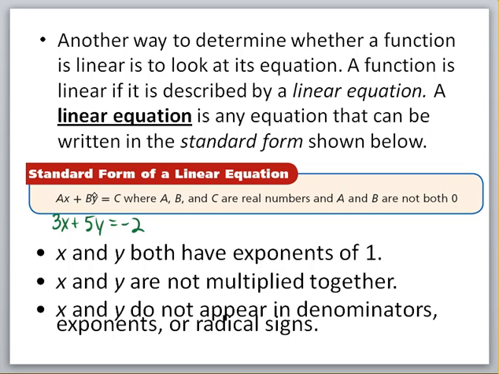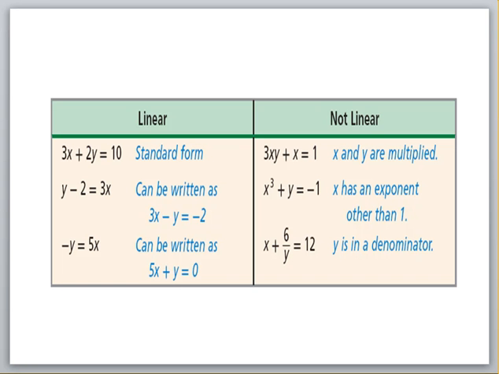So one more time, a standard form is ax plus by equals c. Anything in this form will have an x plus a y equals a number. So we're going to look at some things that are linear and nonlinear. Notice that this is standard form, so it's considered to be linear. This is also standard form because it can be written as a standard form equation.